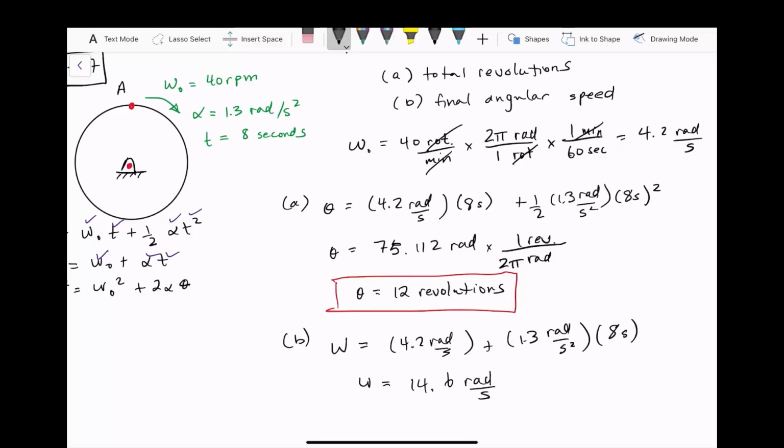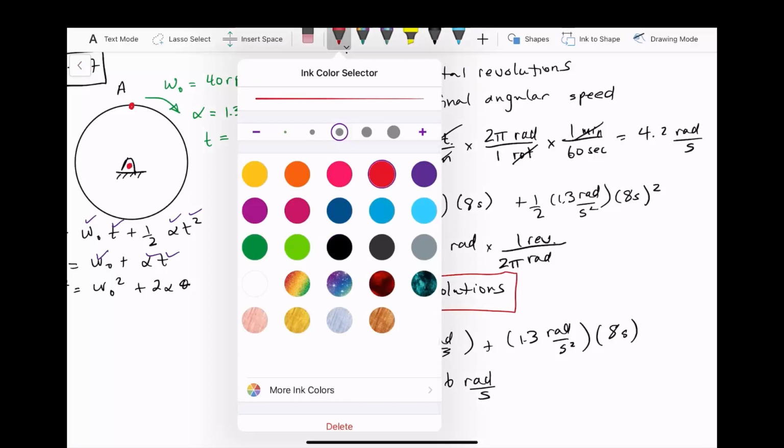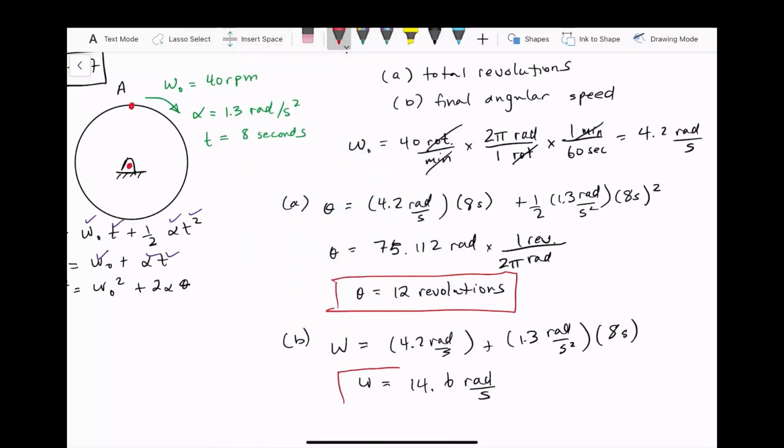And since we're looking for speed, we don't need to actually give it a direction. If we were looking for a final velocity, then we would say that that would be in the clockwise direction. Okay, so that's how you would use those 3 equations of motion, very similar to how we would do our calculations for the linear, rectilinear equations of motion.